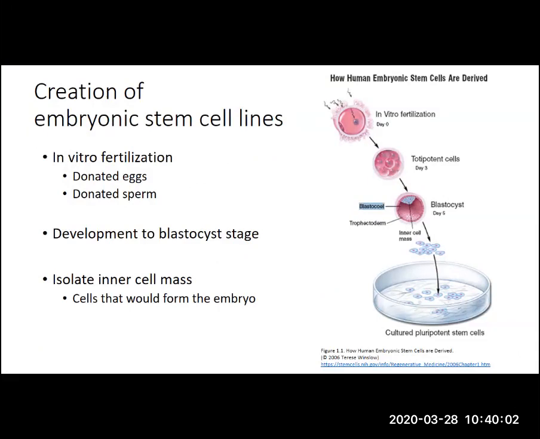And so to start with, we're going to look at the creation of embryonic stem cell lines. Normally, this is going to occur using techniques very, very similar to in vitro fertilization. And basically what's going to happen is within a laboratory setting, we're going to bring together donated sperm with donated eggs to allow for, as the slide indicates, in vitro fertilization.